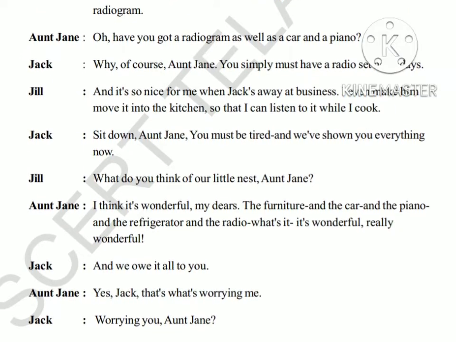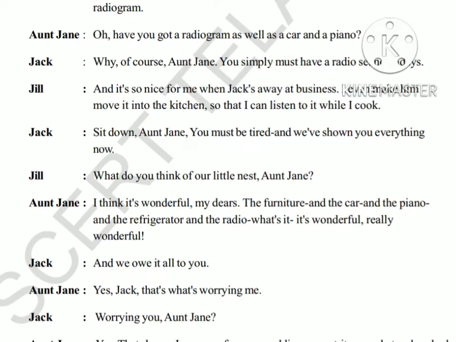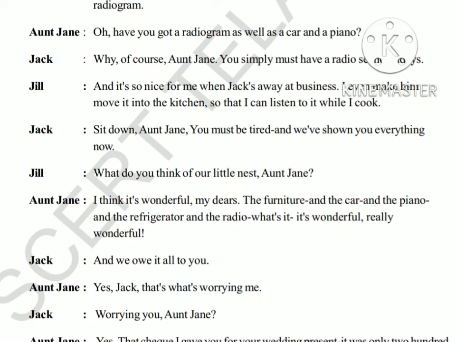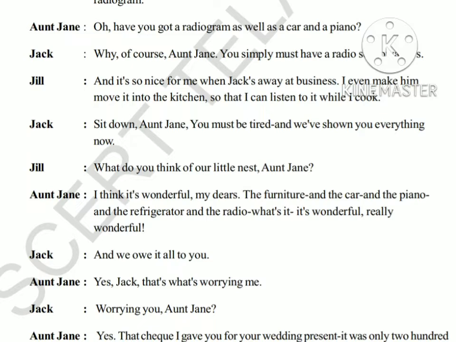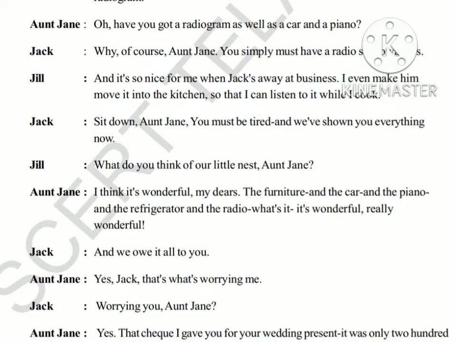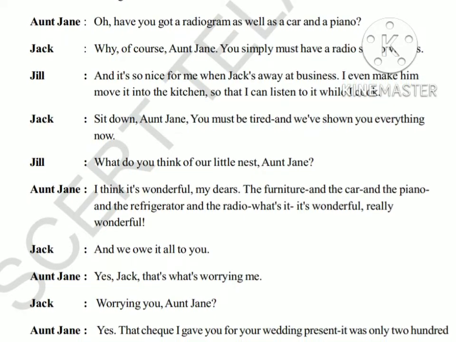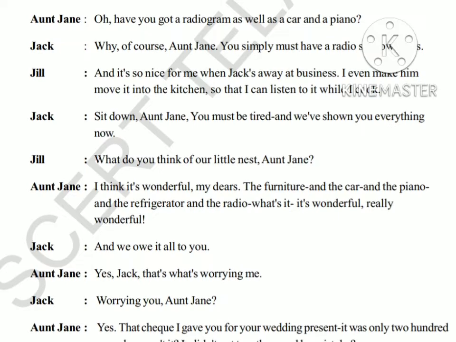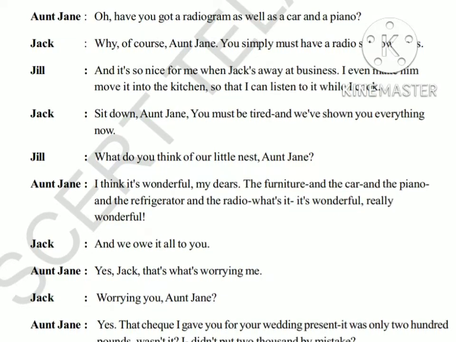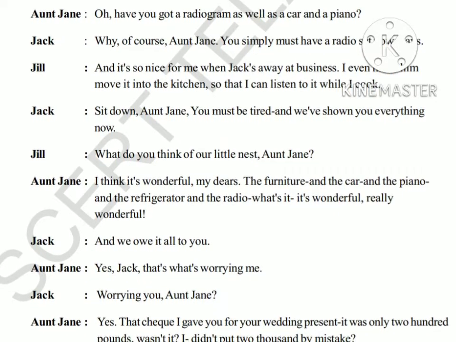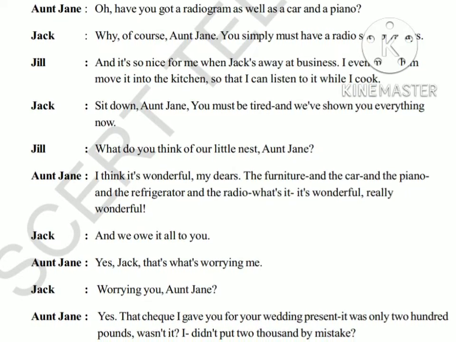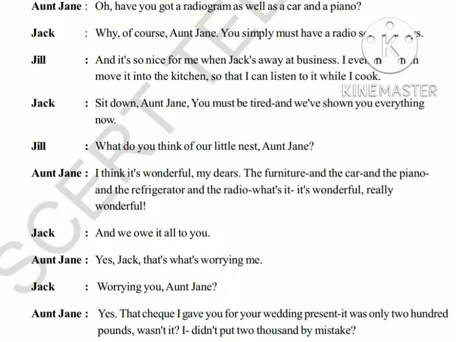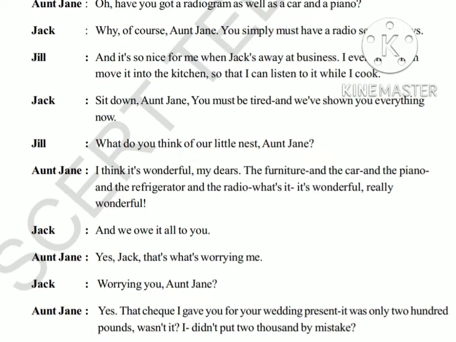Jill is the wife of Jack. She says, and it's so nice for me when Jack's away at business. I even make him move it into the kitchen so that I can listen to it while I cook.